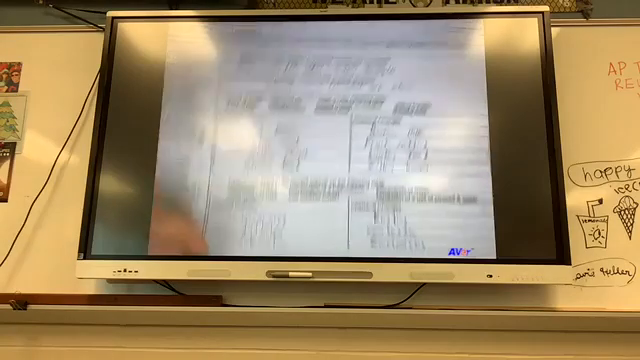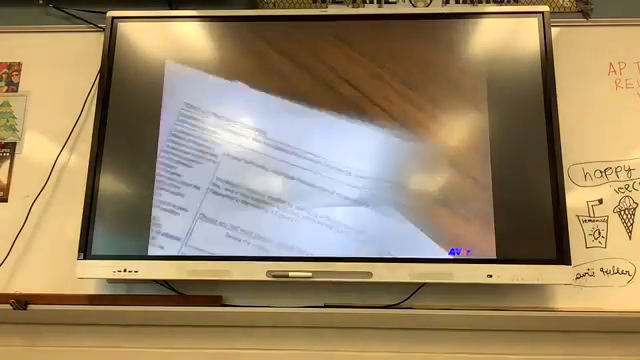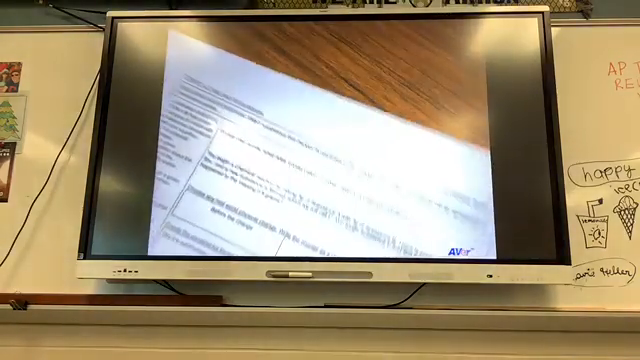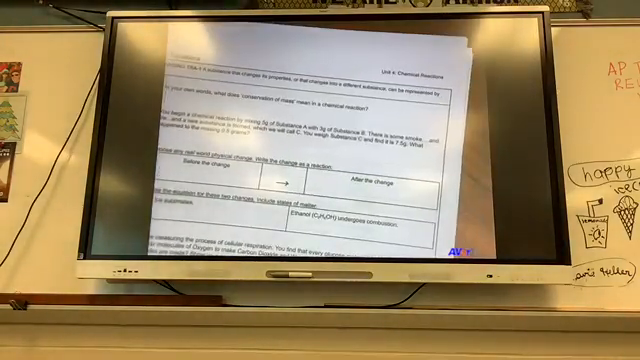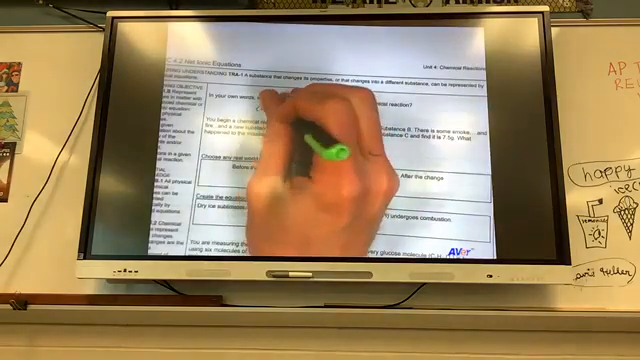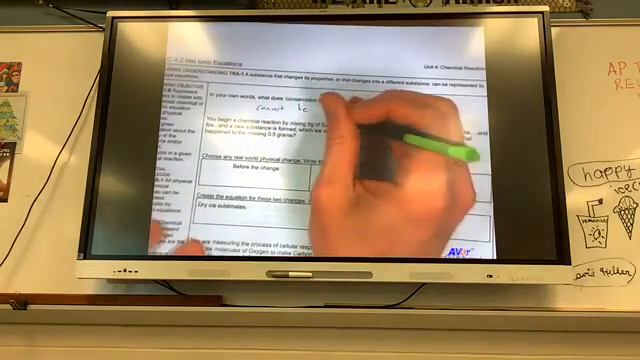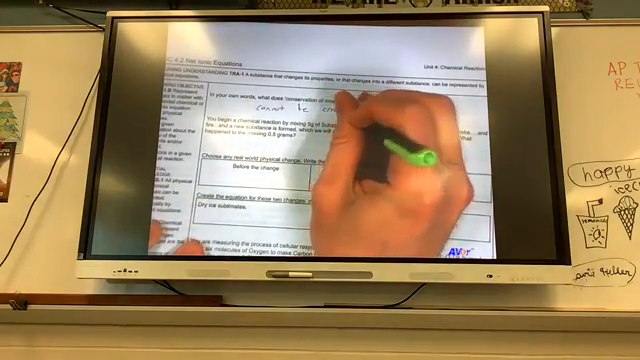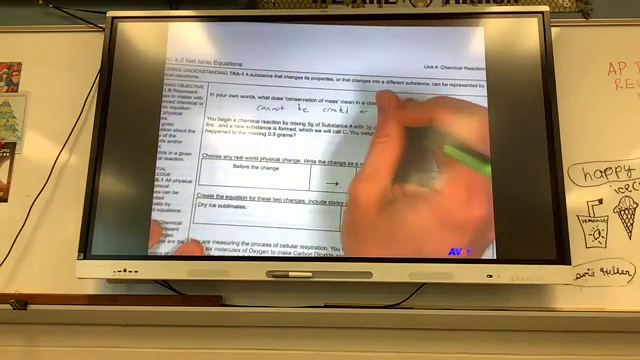Okay, flip the page. In your own words, what does conservation of mass mean in a chemical reaction? Not be created or destroyed. I love that. Cannot be created or destroyed, which is not really your own words, but there's not really a better way to put that.